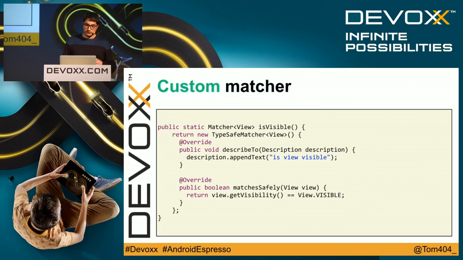So it's a matcher for view. And you just need to write two methods. The first one is describeTo. It will describe what this matcher is going to do. In our case, it's just going to check that the view is visible. And then you have to implement matchesSafely. It's here that all the magic happens, because it's here that you're going to check if the view is visible.